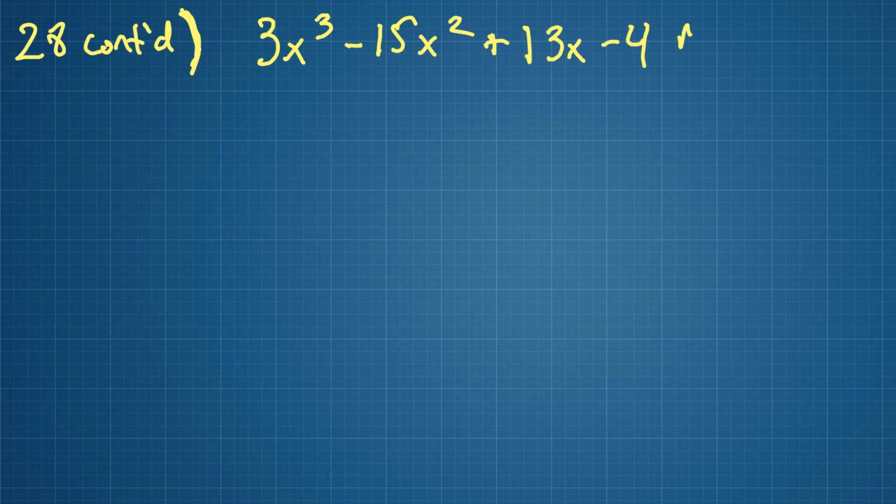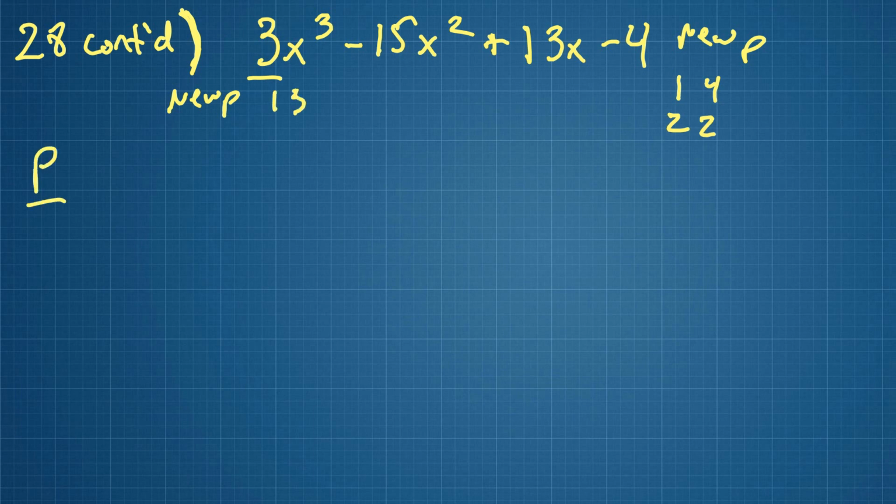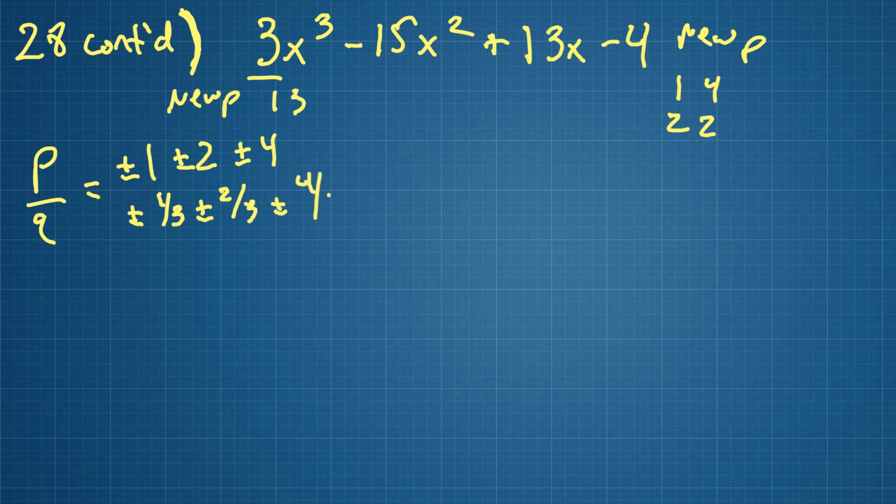So now I have a new P, and I have a new Q. How do I get 4? 1 and 4 and 2 and 2. How do I get 3? 1 and 3. So I have my P over my Q, or my new P's over my new Q's. It's plus or minus 1, plus or minus 2, plus or minus 4, and then all of them all over 3. 1/3 plus or minus 2/3 plus or minus 4/3. And the good news is I already checked 1 and 2 in the last problem, so I don't have to check them again in this problem.